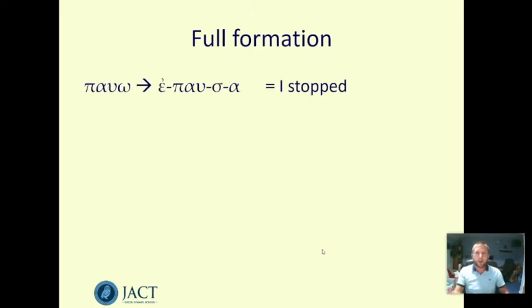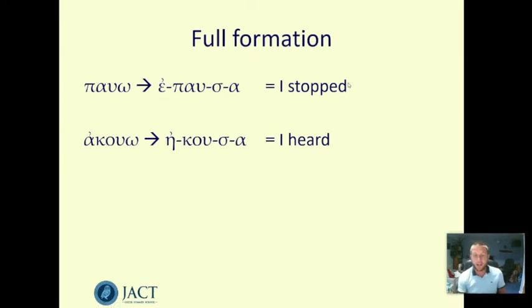So we take pauo, a straightforward verb. We've got our augment, our stem, pau, the sigma to strengthen that stem, and then the alpha for the I ending to turn it into I stopped. If we take akouo, I hear, if we want to make that aorist, I heard, the augment alpha turns into an eta to make the augment here. The stem akou stays the same, sigma and alpha again.